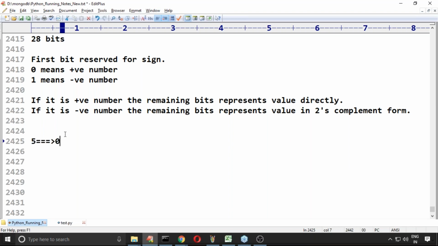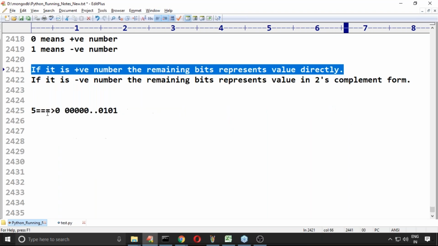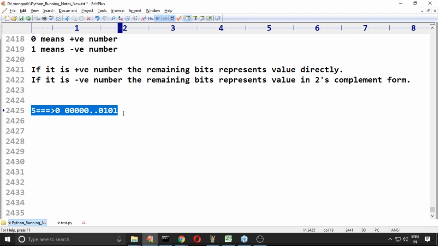Okay, 27. Now 5 usually we can represent as 101, but I have to consider 27 bits. That's why 0, 0, 0, 0, and so on, then 1, 0, 1. Now observe, 1 bit is reserved for sign. The remaining 27 bits represent the value directly. Why am I taking the value directly? Because it is a positive number. Positive numbers will be represented directly in the memory. Remember this one. So now 5's internal representation is this way.